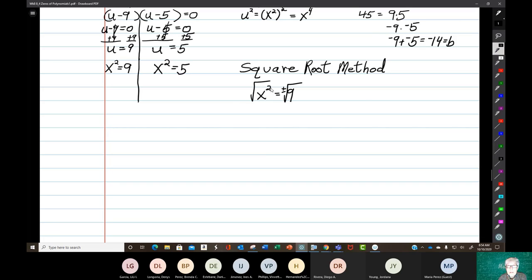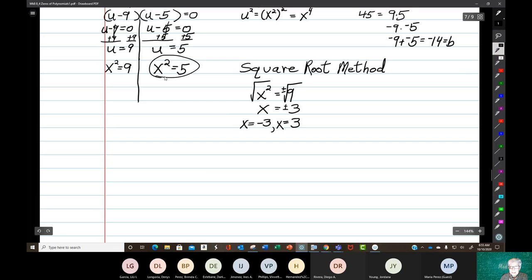Now the square root of x squared is x. Plus minus the square root of 9 is 3. So now what that plus minus means is this: x equals negative 3, and x equals positive 3.